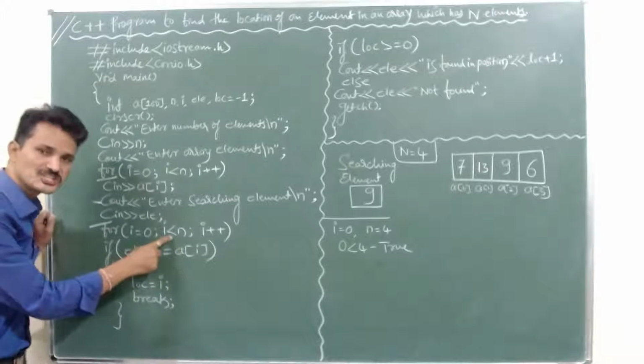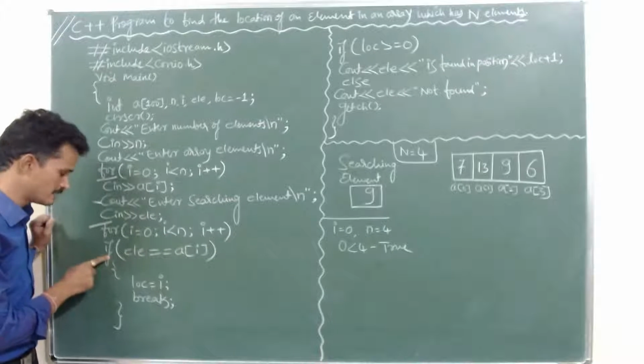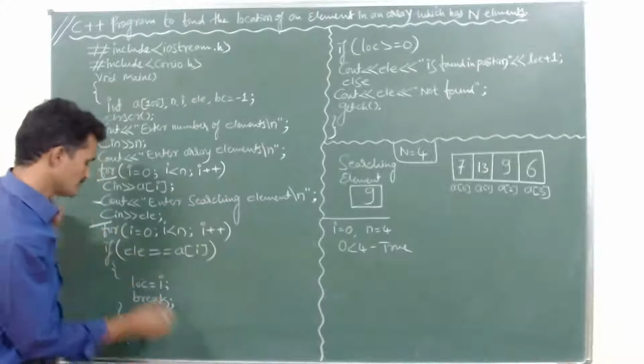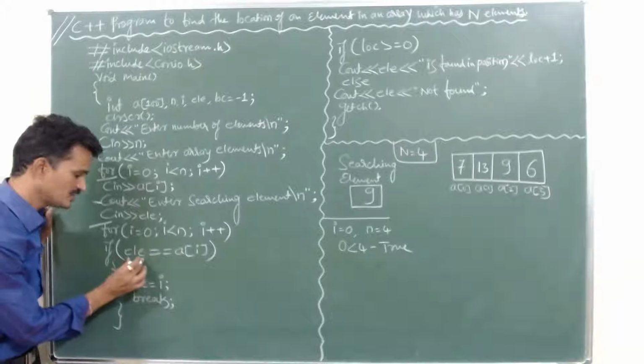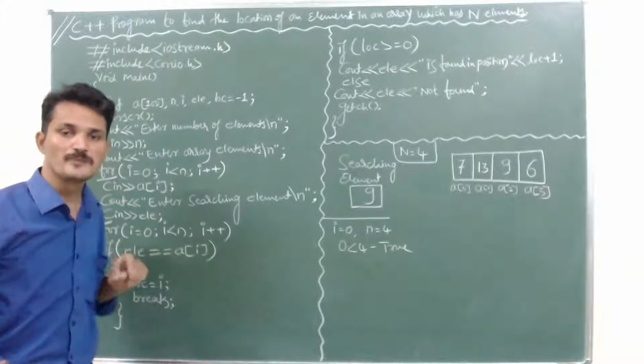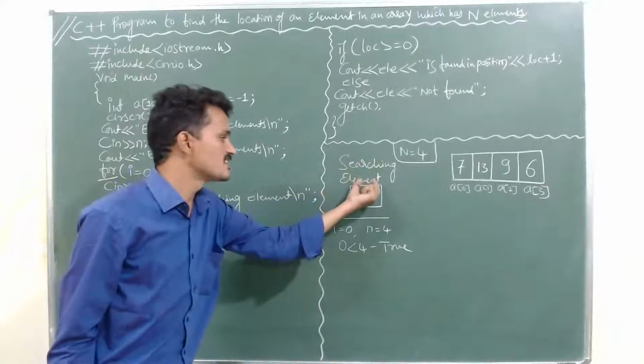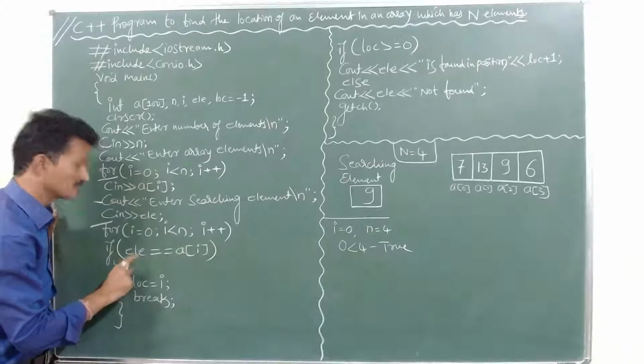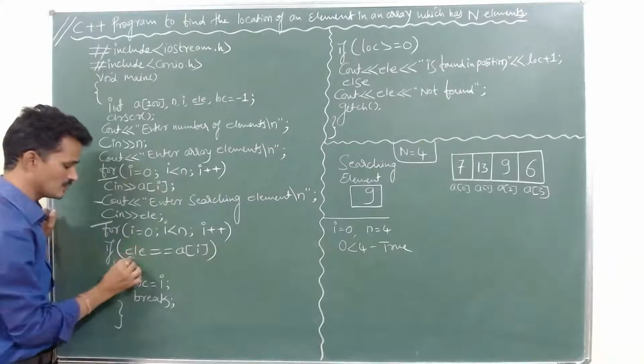Then when this condition is true, I have to execute the simple if statement here. Simple if is also called one-way branch. Okay. If open parenthesis ELE, that stands for element, that is nothing but the searching element. So here I do ELE, the same thing I have to use here.